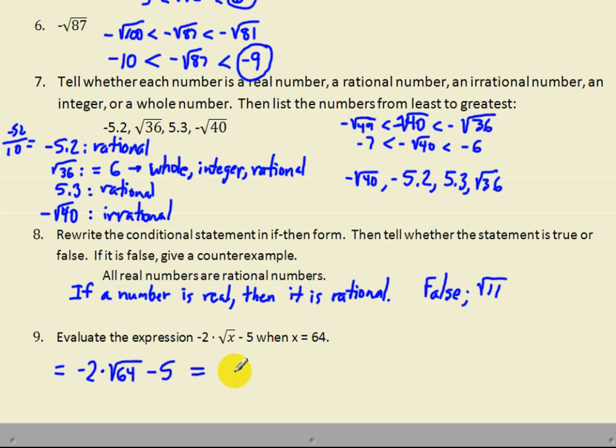So apply the exponent first. In other words, find the square root. We have negative 2 then times 8 and then minus 5. Then we have multiplication comes before subtraction. So we have negative 16 minus 5. And finally we apply our subtraction last, and we end up with negative 21.